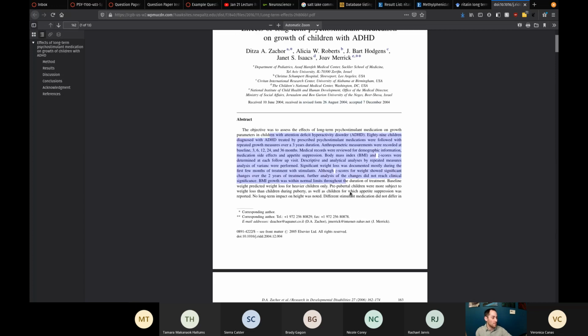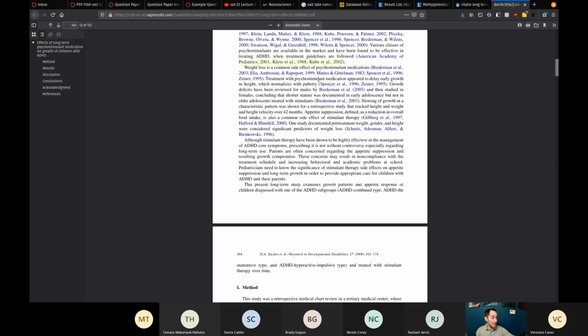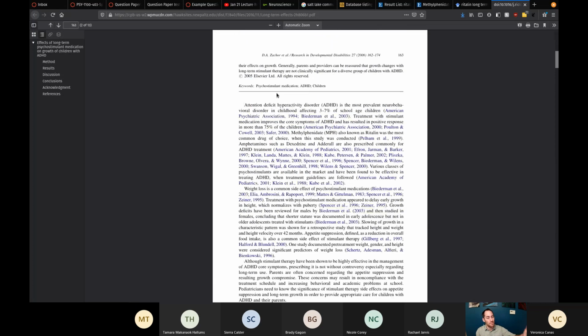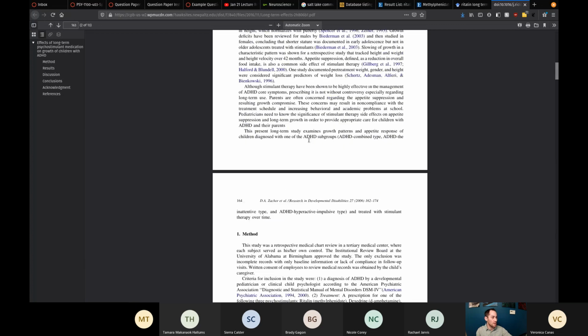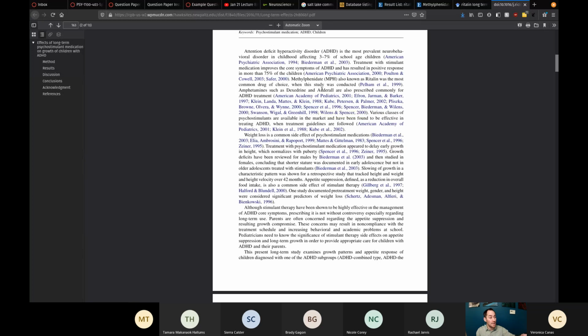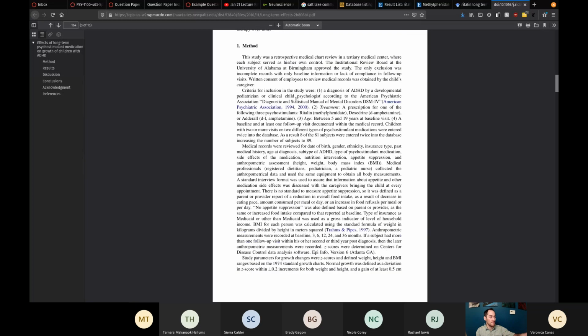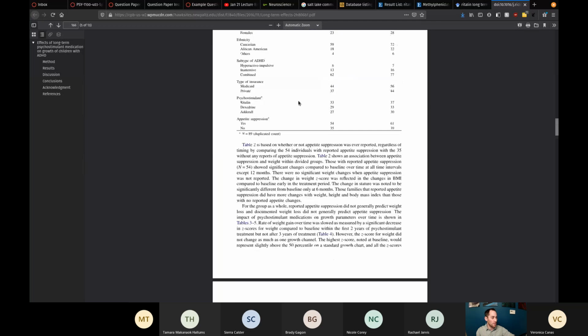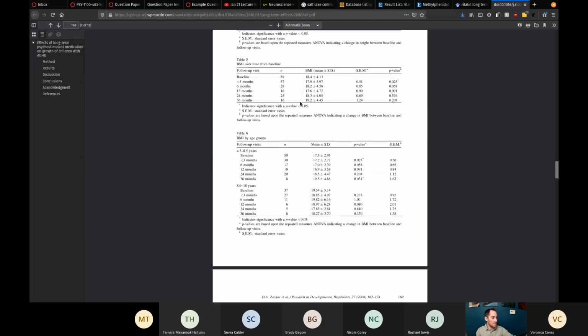So again, abstract, read that whole thing, read the intro. Basically after the abstract, the intro starts. So this is the intro. It's going to have a lot of information about stimulants, about ADHD. So this is probably a good place to get an answer to your question. Again, skip the methods, skip the results, jump down to discussion.